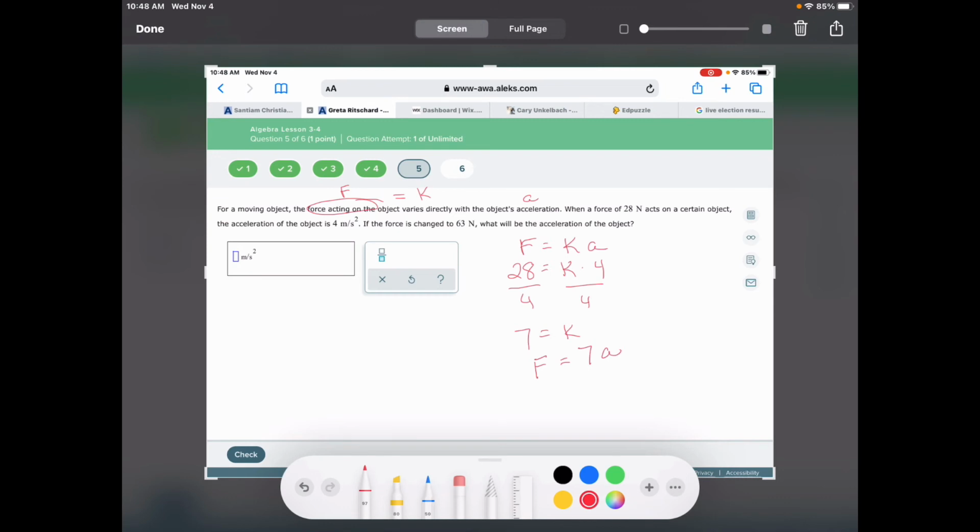And it wants me to use that. If the force is changed to 63 newtons, what's going to happen? Well, what if I have 63 equals 7a divided by 7? And I'm going to get that a, the acceleration, is going to be 9. 7 times 9 is 63. So 9 is the acceleration. I think that's what it wants here.